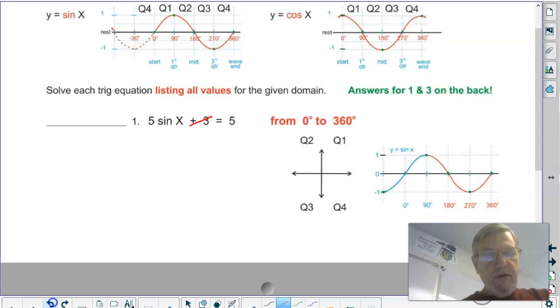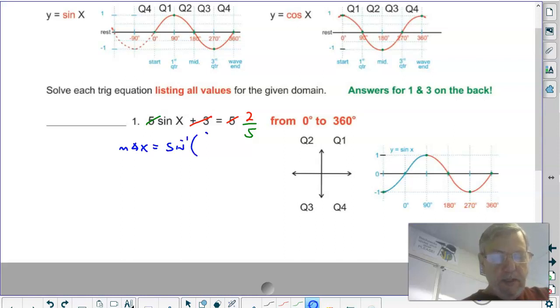So I want to move that 3. Just like always, things added to the variable, you move by adding their opposite. So that's going to become a 2, and then we divide both sides by the 5. Right now we have sine x equals 2/5. So then the measure of angle x is going to be sine to the -1 of 2/5. The -1 button gives you your angle.